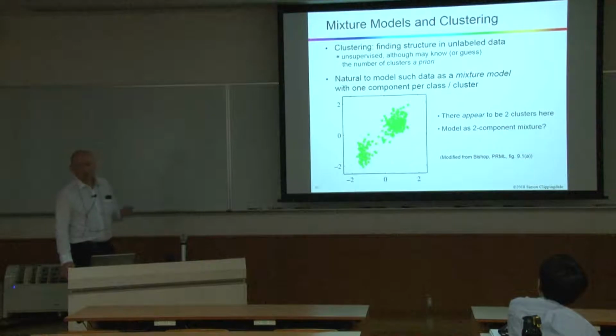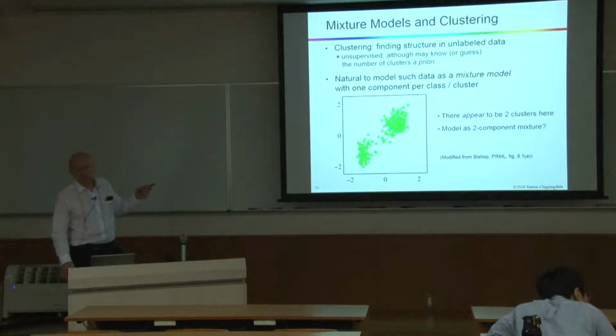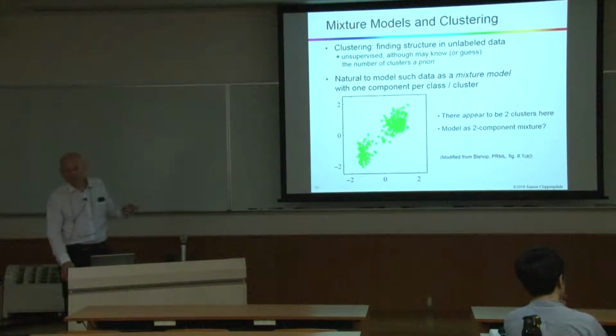So mixture models are a standard way of describing clusters in data. So we're trying to find structure in unlabeled data here. This is unsupervised learning. It's unsupervised, except you may know the number of clusters, or you may estimate them.